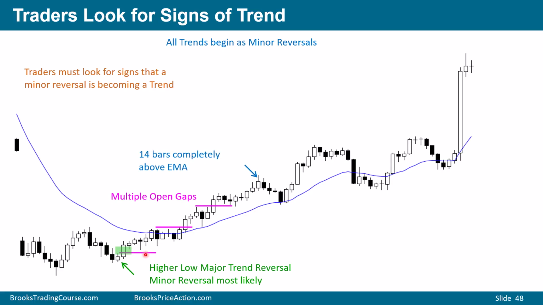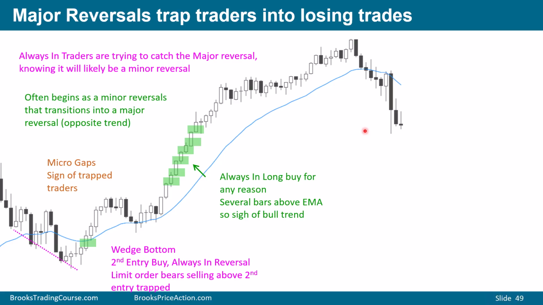We have open gaps here, open gaps here, open gaps here, and 14 bars completely above the moving average. That is a sign of trending behavior. Major reversals trap traders into losing trades. Here, the market gapped up and we sold off, forming a wedge bottom. And the bulls got a second entry.